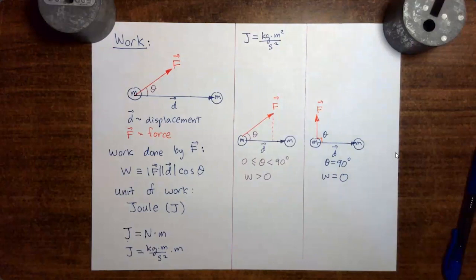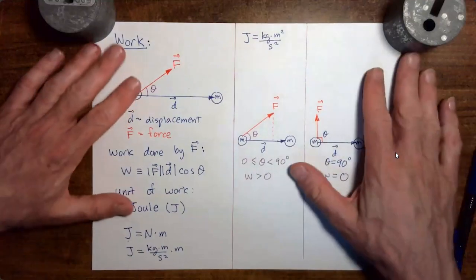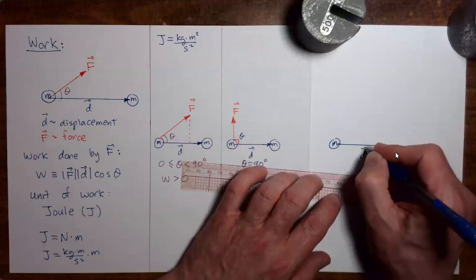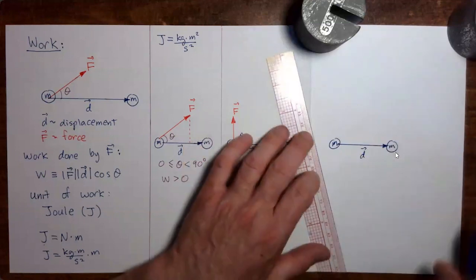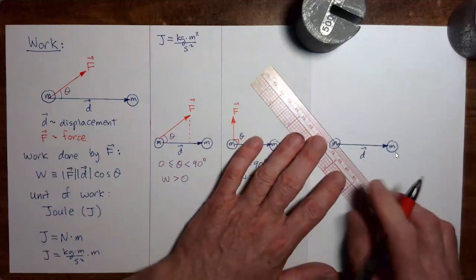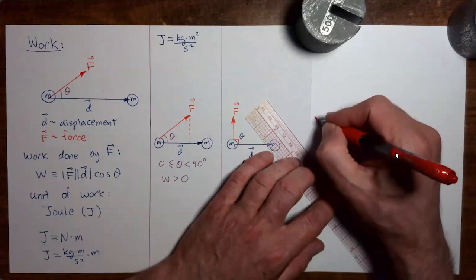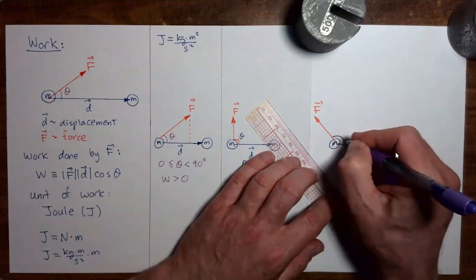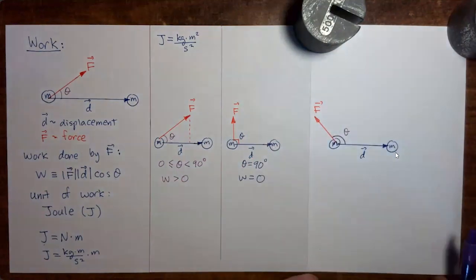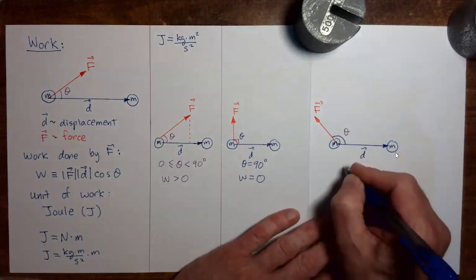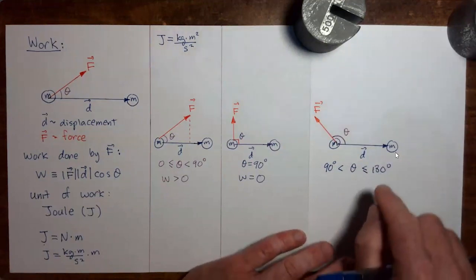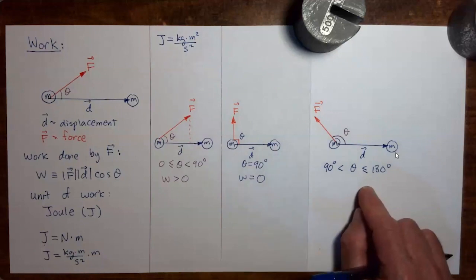Okay, one more case to go. We want to look at the situation where this angle between the force vector and the displacement vector is obtuse. Okay, here's our mass going through a displacement again. And this time we're going to have an obtuse angle between the force vector and the displacement vector. In other words, theta is greater than 90, no greater than 180 degrees. In this case, is the work positive, negative, or zero?